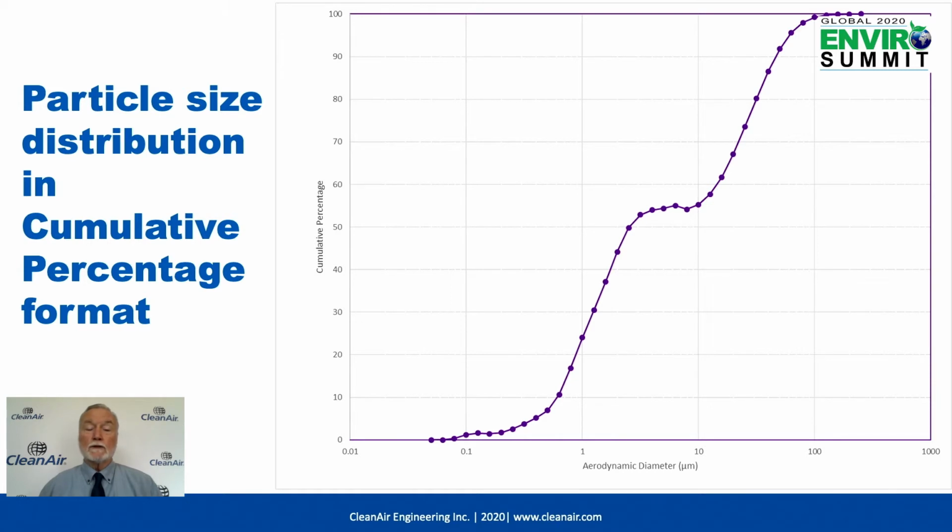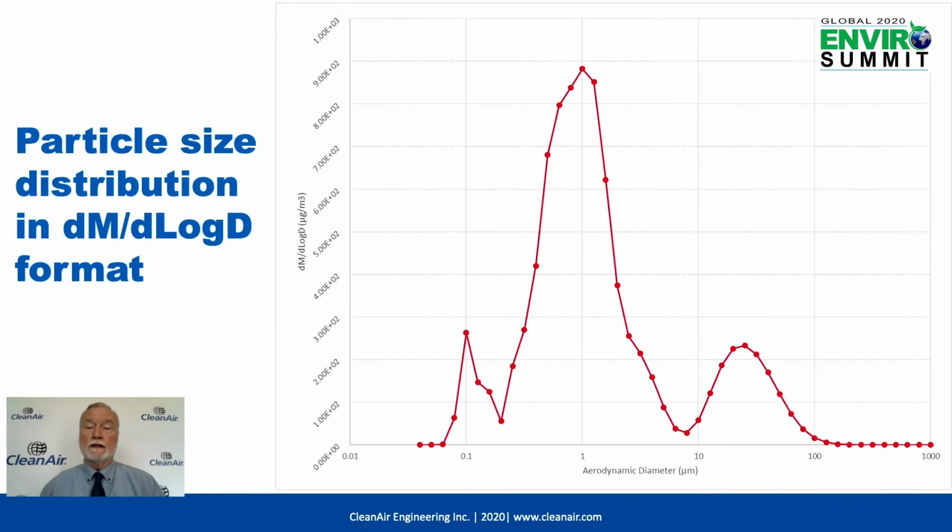An important parameter right here is the MMD, the mass mean diameter. If you go to the 50% and you move across where it intersects right here and go down, that's about roughly 2.5 microns. So what that tells you, in this particular gas stream, the particle size distribution, half of it is larger than 2.5 microns, half of it is smaller than 2.5 microns. So that's very useful.